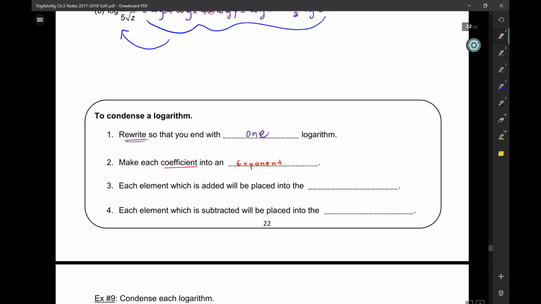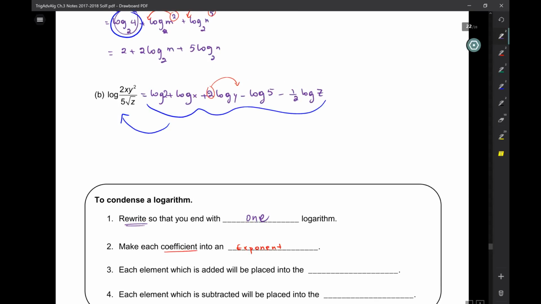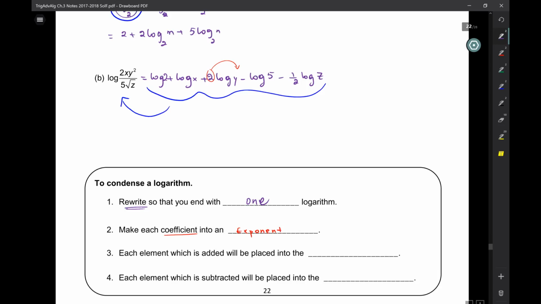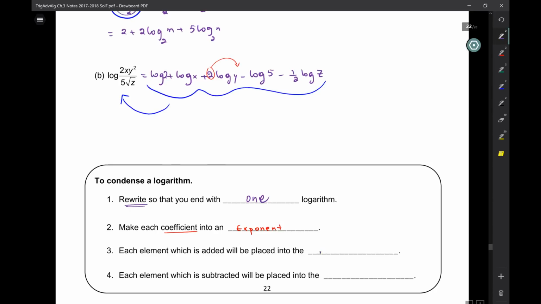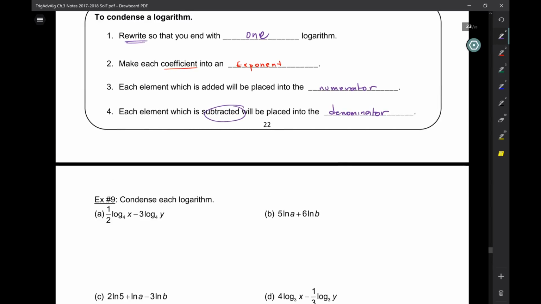Now, each element which is added, so look at the ones that have a plus here. They all came from the numerator. So each element which is added will be placed into the numerator. And each element which is subtracted will be put in the denominator. Right? So anything with a plus sign goes on top, minus sign goes on the bottom. So let's do that here.